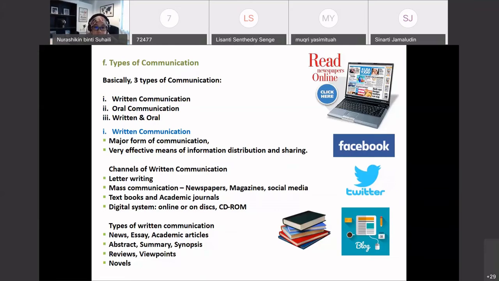Right, so these are all the channels of written communication. You guys can see the screen, right? I just want to make sure.